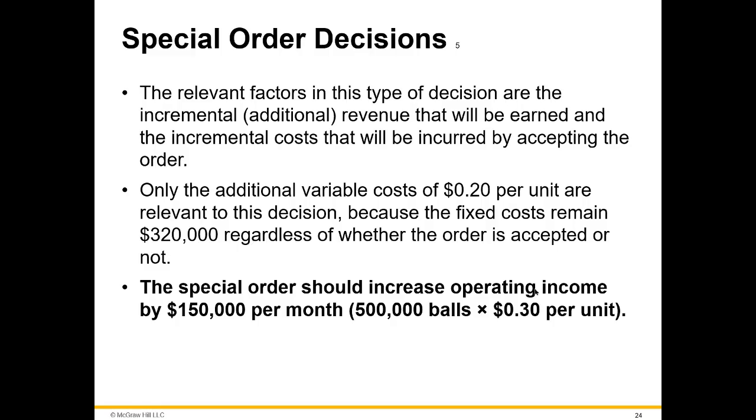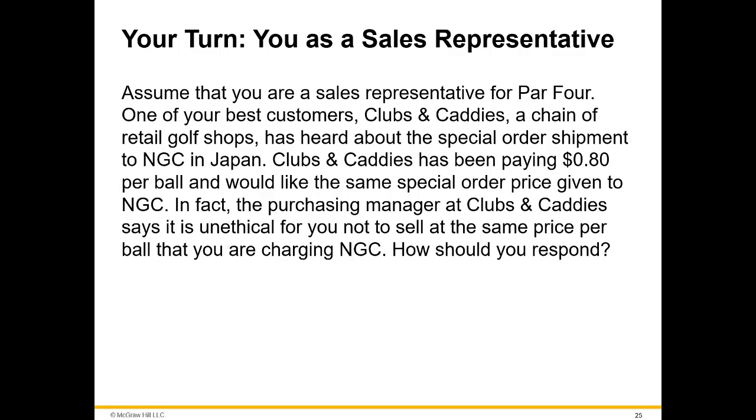So we're going to include the relevant costs and benefits. Only the additional cost of 20 cents per unit is relevant because the fixed costs don't change either way. And so we're going to make an additional 30 cents per unit. That's the 50 cents they're paying us less the 20 cents per unit of the variable costs. And so you can see that makes sense.